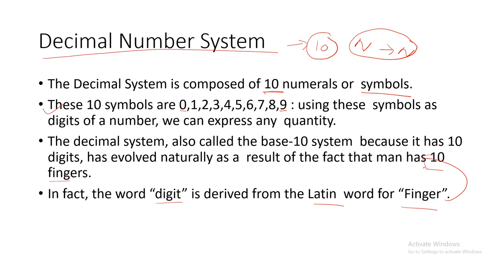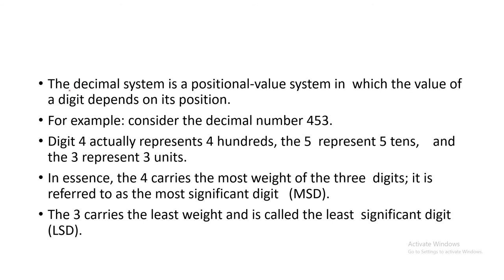Okay, now let's go to the second point. The decimal system is a positional value system in which the value of a digit depends upon its position. For example, let's suppose there is the number 453 in decimal. The position will give its value. So 4 is in the hundreds position, 5 is in the tens position, and 3 is in the units position. So this 4 will carry the larger value.